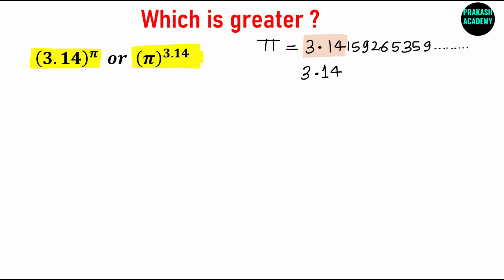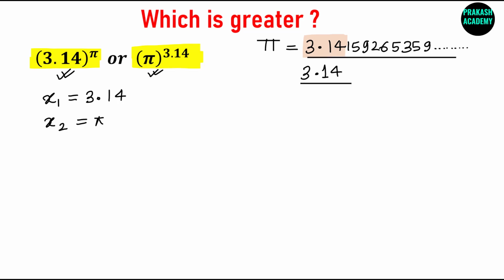So now to answer this question, which one is greater, either this one or that one, we will take help of calculus. So let us say x1 is equal to 3.14 and x2 is equal to pi. Clearly, you can see that x2 is this one and x1 is this one. So x2 in this case is greater than x1.